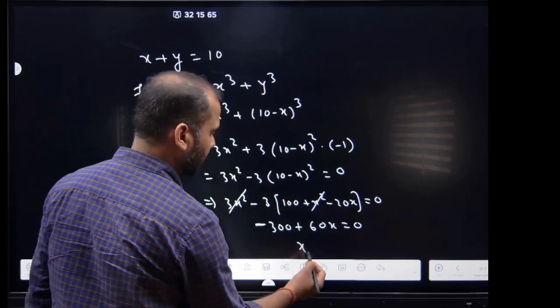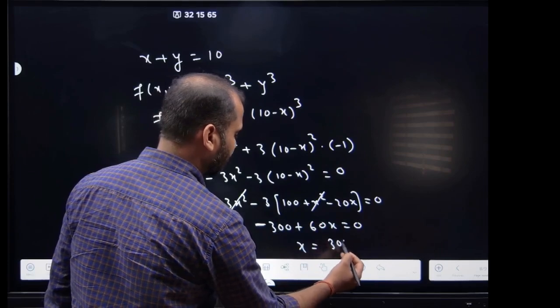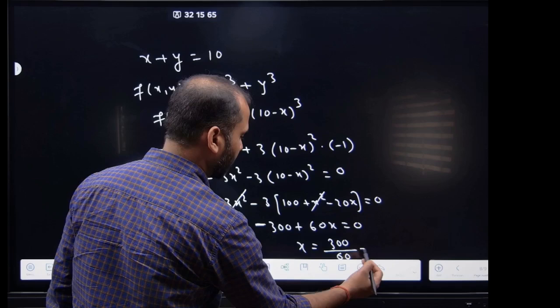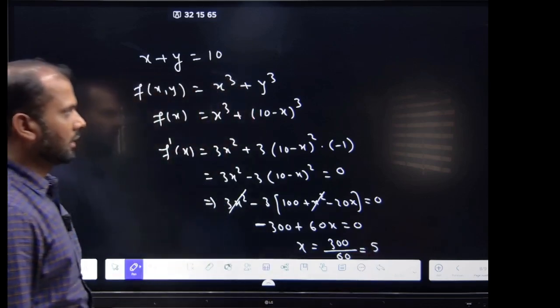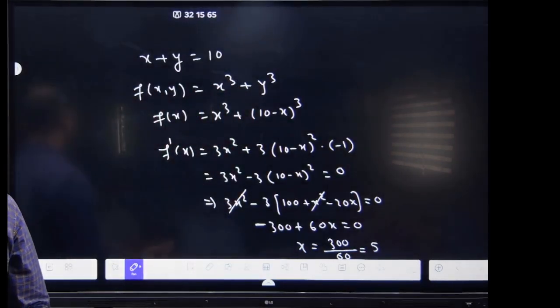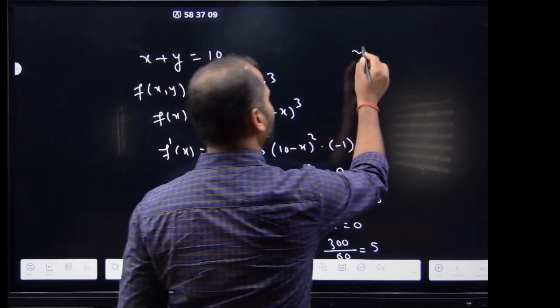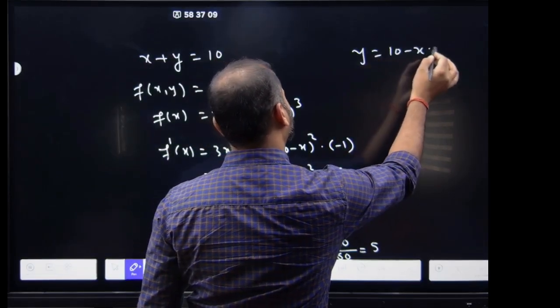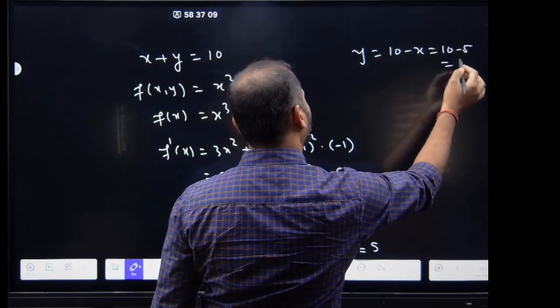So from here, x you will get, how much is the x? 300 divided by 60, how many times? 5 times. So x should be 5, y how much should it be? 5. Yes or no? Because y is nothing but, if you write 10 minus x, that is 10 minus 5, 5. How is the answer?